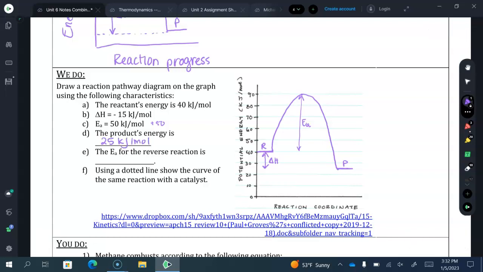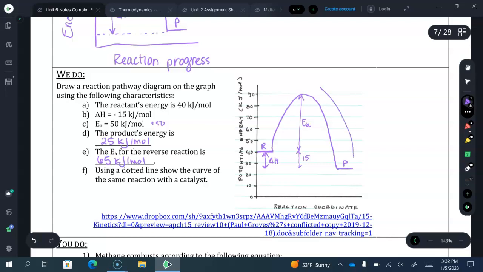Looking at the reverse reaction, we would need to look at what the activation energy is for that, and that would actually be the original activation energy, and then we have this additional height here, and we know that that is 15. So 15 plus 50 is 65 kilojoules per mole, because that is the total energy required to climb this hill going in the reverse direction.